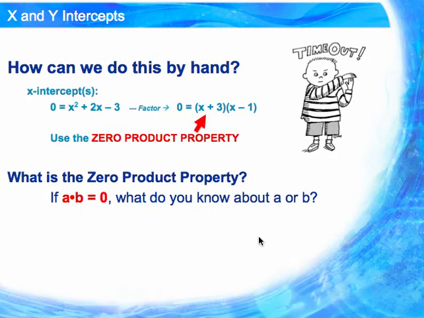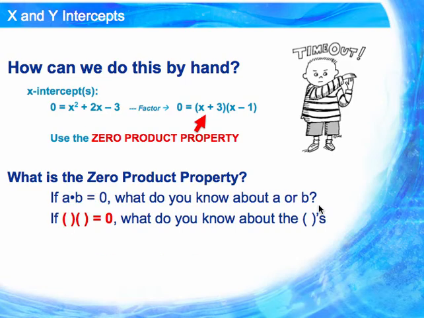So let's call time out here and review what the zero product property means. When I say I have a times b equals 0, what do you know about a or b? Well, you know that a or b, one of them has to be equal to 0. So let's generalize it even more. Let's say we have 2 pairs of parentheses that equal 0. What do you know about one of those parentheses? Same thing, you have to realize that one of those parentheses has to equal 0.